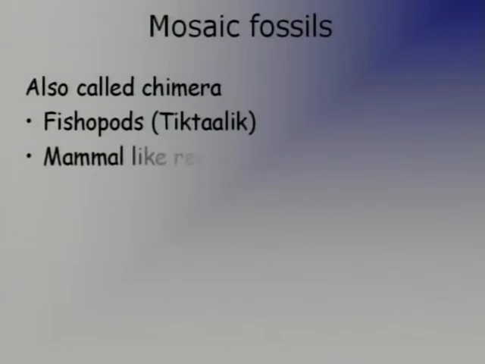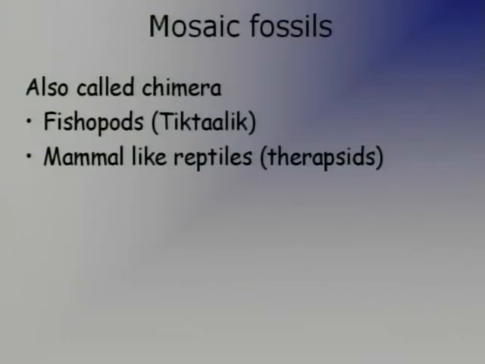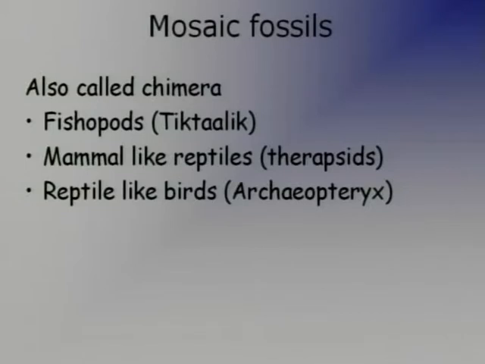So here what I would suggest to you is we have another example, like Archaeopteryx, of a mosaic fossil, or a chimera. Chimera based on the mythical fire-breathing monster, which is a mixture of a lion, a goat, and a serpent, or a snake. And there are a number of creatures which fit this description. Basically, they're a mixture of features, like the fishopod, like Tiktaalik, like the therapsids, actually, the mammal-like reptiles. They're not reptiles, they're not mammals, but they have features of both. And reptile-like birds, like Archaeopteryx.